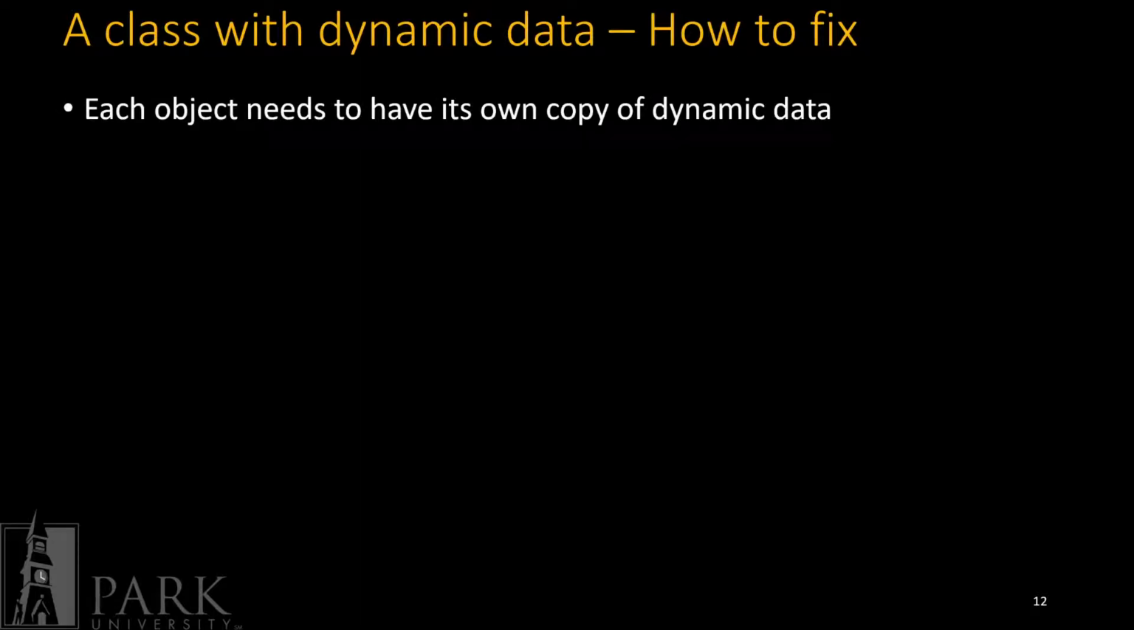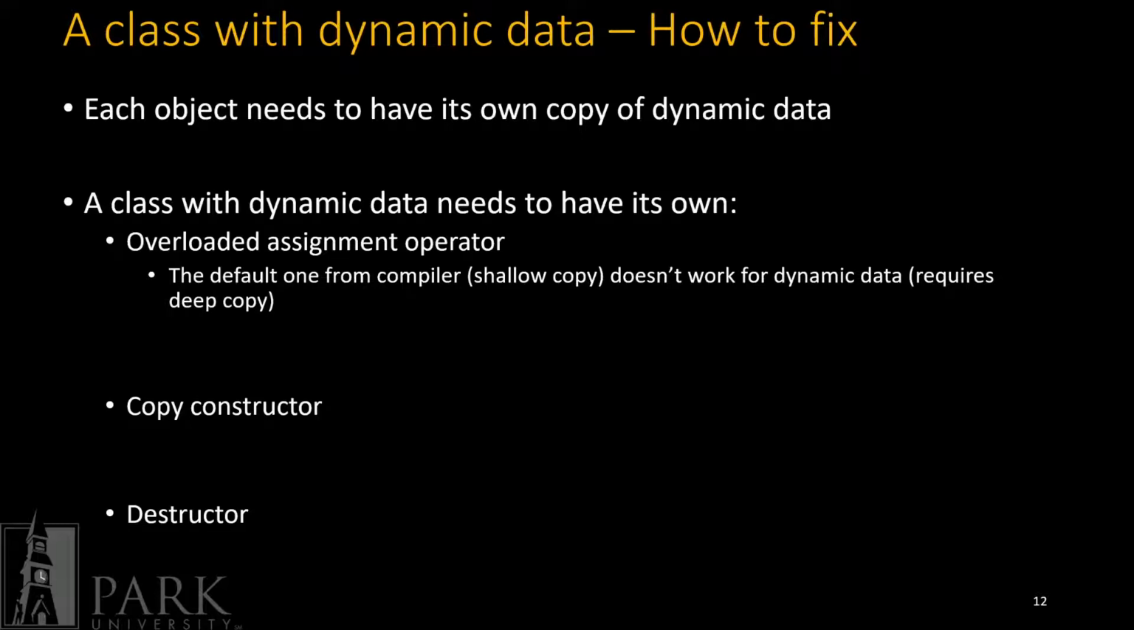Now that you understand the issue with copying an object that has dynamic variables, the question is, how do we fix it? Well, for a class with dynamic data, we need to make sure each object always has its own copy of the dynamic data. For that to happen, a class with dynamic data needs to overload the assignment operator and have its own copy constructor and destructor. The compiler actually supplies a default assignment operator for every class, but that one copies the address from one pointer to another instead of creating another copy of the dynamic array. And that's why it doesn't work properly in this case.